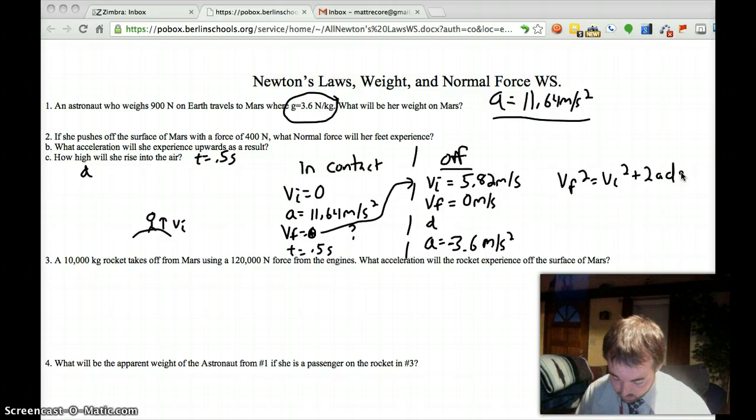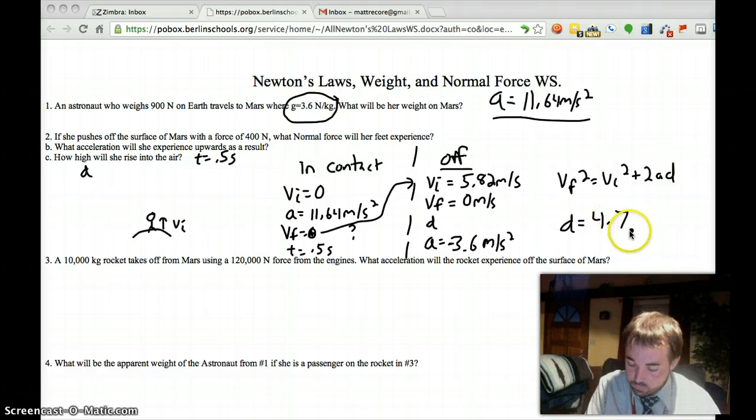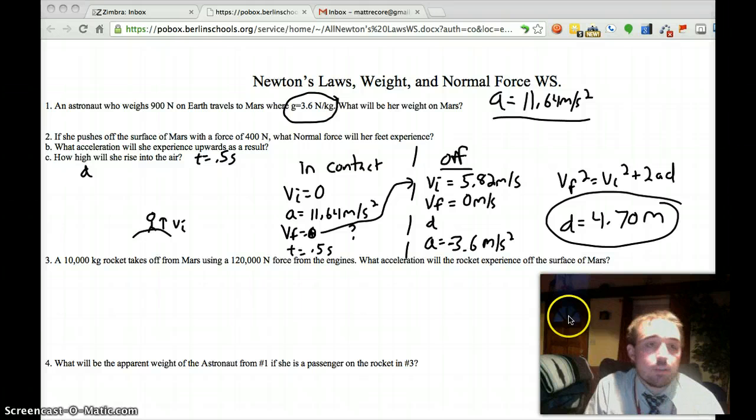VI squared divided by 2 divided by 3.6, 4.7 meters. She's going to go 4 meters off the ground.